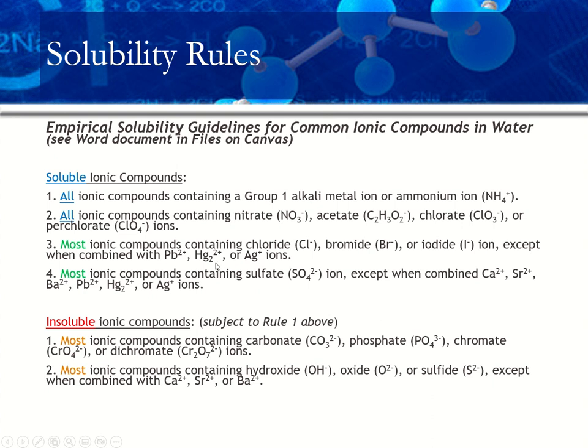Notice that's the same as the ions above here. And then we have rules for what are typically insoluble. So most ionic compounds containing carbonate, phosphate, chromate, or dichromate, most of them are insoluble, but notice this is subject to Rule 1 above, that is, unless they're combined with alkali metals or ammonium, which are always soluble. So ammonium dichromate, for example, is soluble, even though most other dichromates are insoluble.